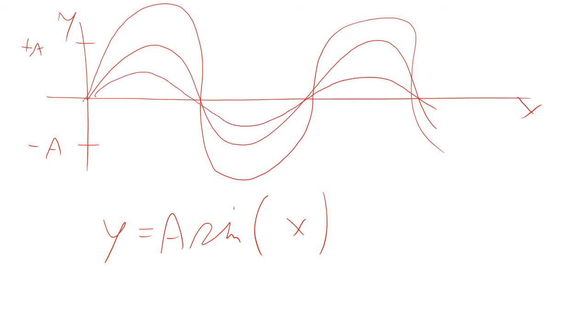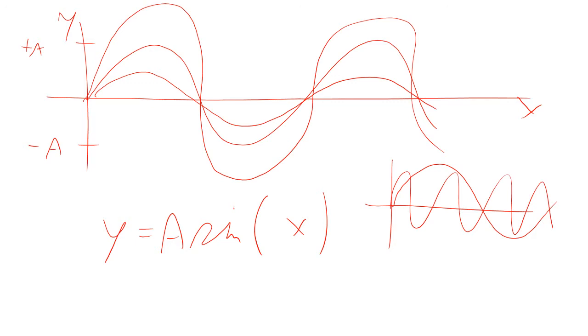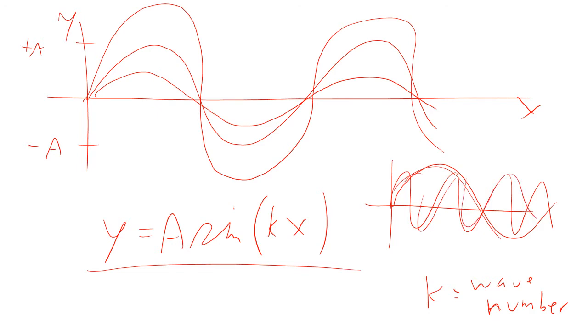Okay, the other thing is we could have a wave with a long wavelength or a wave with a short wavelength. So we need something that multiplies times x. So we can have sine kx, and we call k the wave number. Okay, so it's just a number. It has units 1 over distance, and so that number basically tells us how tightly spaced the waves are.